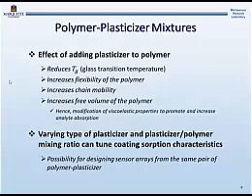Now, by varying the type of plasticizer and also the polymer-plasticizer mixing ratio, we can tune the coating absorption characteristics, which gives us more control over the coating. And ultimately, it even opens up the possibility of designing entire sensor arrays from a single pair of polymer and plasticizer.